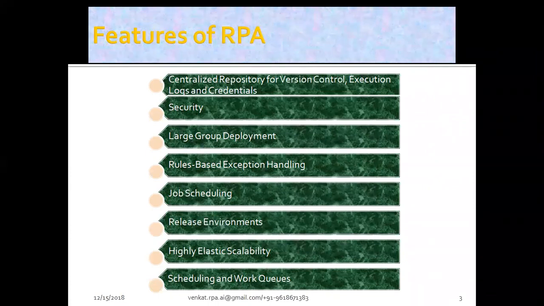So the version controlling mechanism is also there with the RPA tools. Most of the RPA tools have it. The tools I am going to talk about, you are part of the group, both the tools have this version control system. The second one is security.